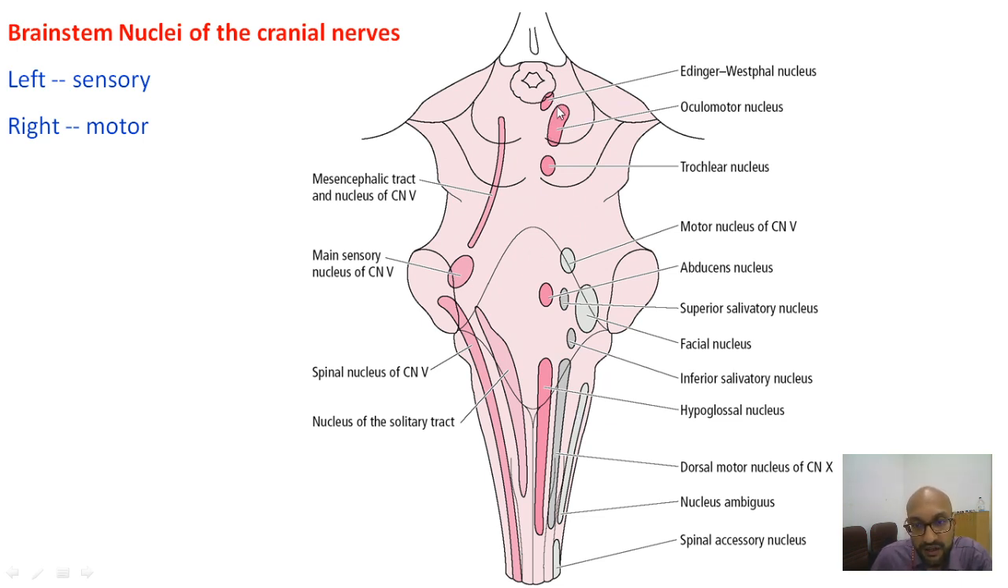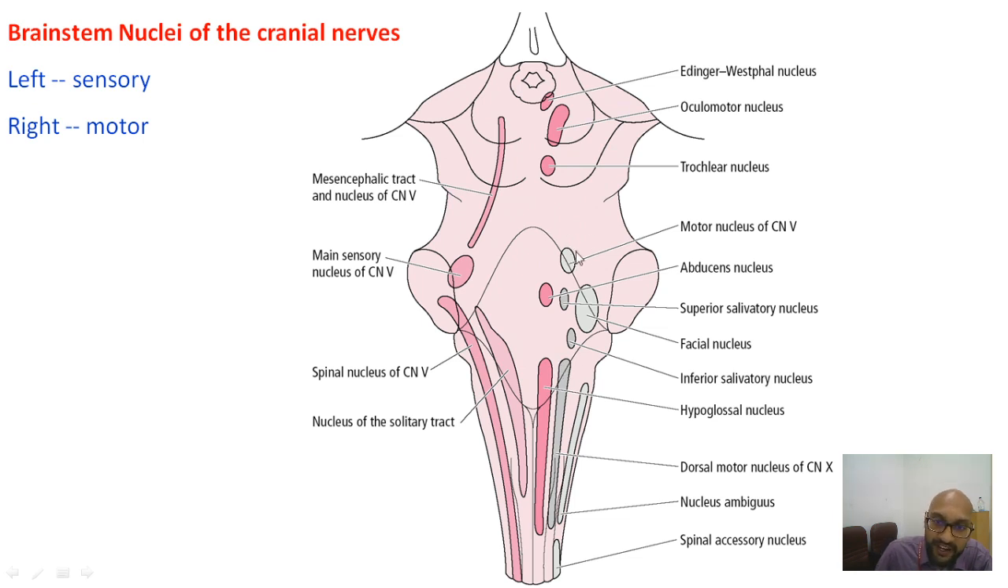In between, you also get the parasympathetic nuclei. The parasympathetic nuclei related to the third nerve is Edinger-Westphal nucleus. The one that is related to the 7th and the 9th nerve is the superior and inferior salivatory nucleus, and the one that is related to the 11th and the 10th nerve is the dorsal motor nucleus of the vagus.